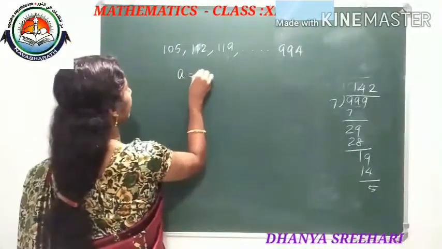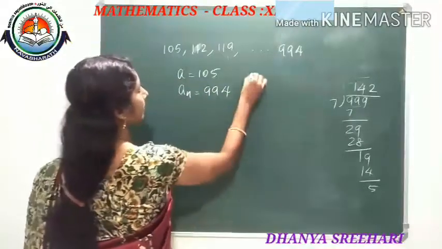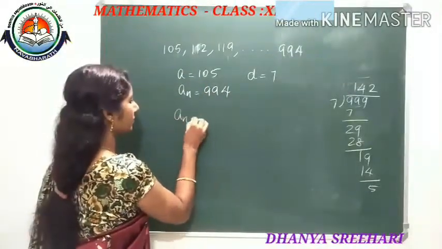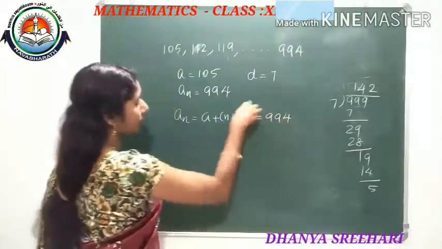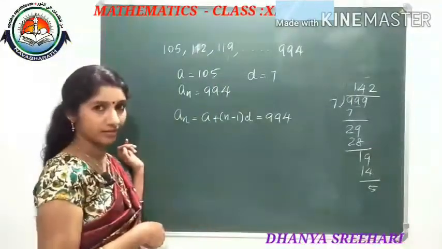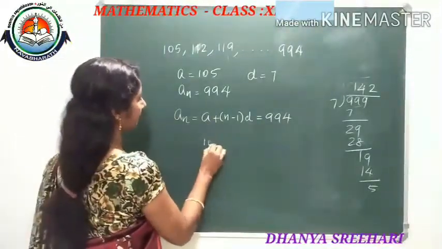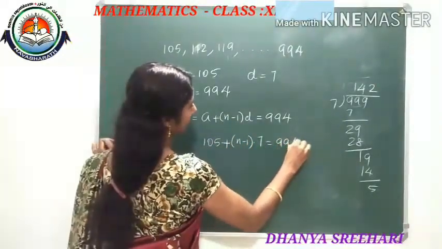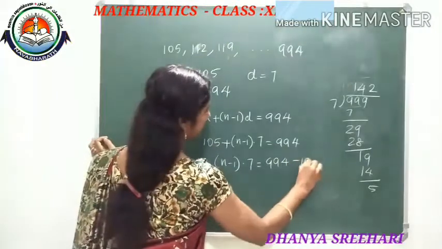So the first term is given 105 and the last term is 994 and the common difference is 7. So we can start from the last term. An is equal to A plus N minus 1 into D, that is equal to 994. We don't know which term is 994, so we took the nth term as 994. We need to find this value of N. Which term? Nth term. So find the value of N. A is 105 plus N minus 1 into D, 7, equal to 994. So it is coming N minus 1 into 7 is equal to 994 minus 105.